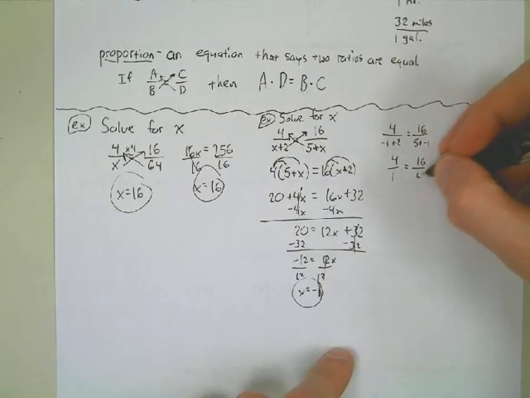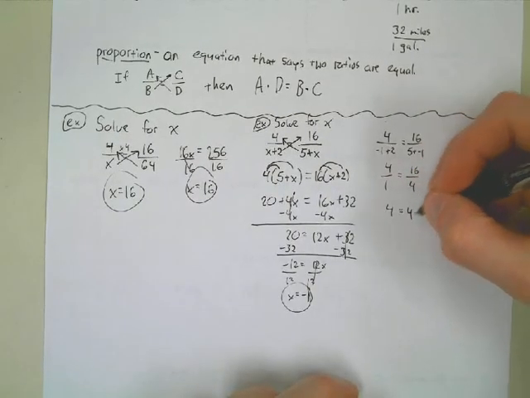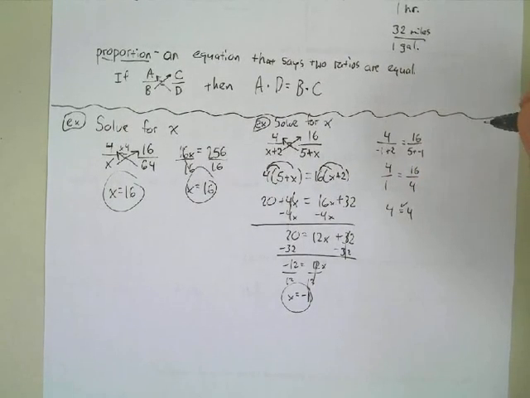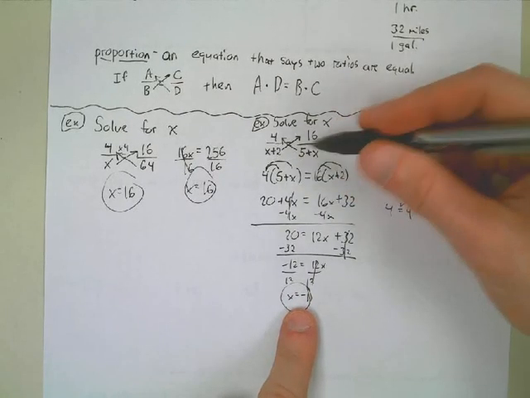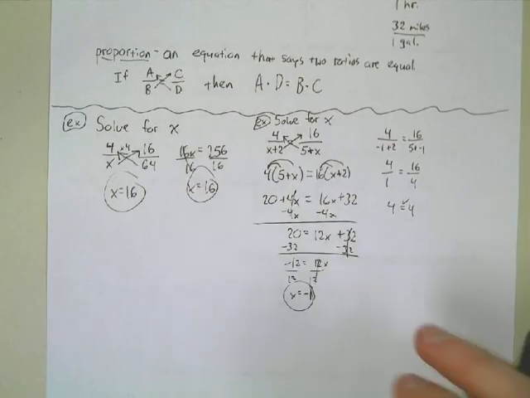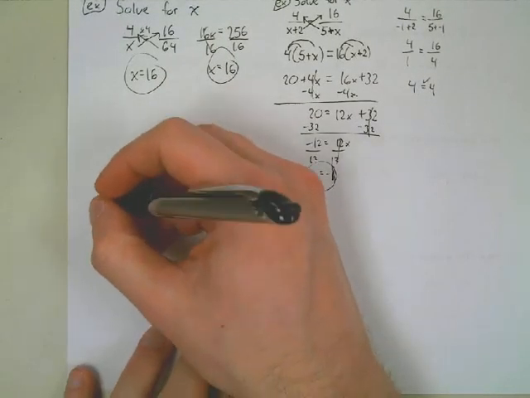But 4 over 1 is 4. 16 divided by 4 is 4 as well. And so you can see that it does check. It works. So negative 1, this x value, makes this proportion true. Okay. All right, one more here, and this is something that you maybe see as an application.